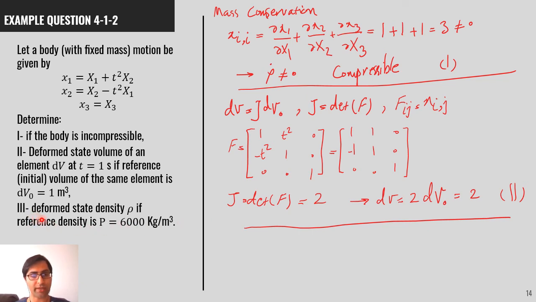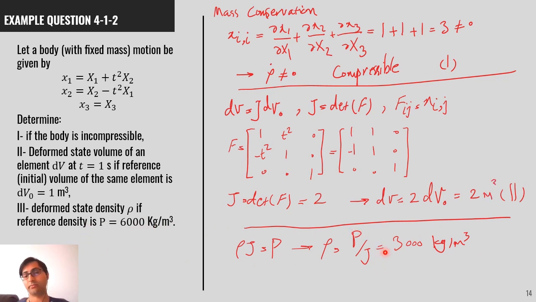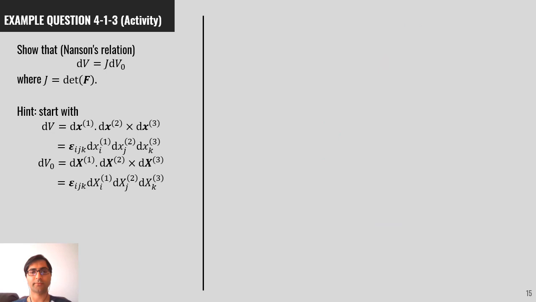The third part of the question asks to determine the density rho if the reference density is P equal to 6,000 kilogram per cubic meter. We already know from the continuity equation that rho J is P, so rho becomes P divided by J, so basically rho is half of P, equal to 3,000 kilogram per cubic meter.